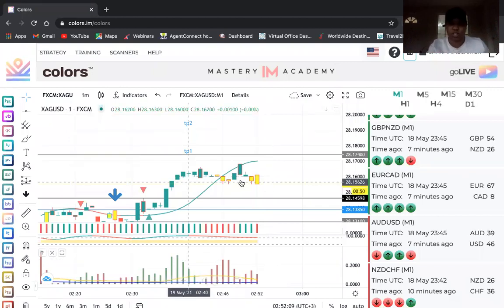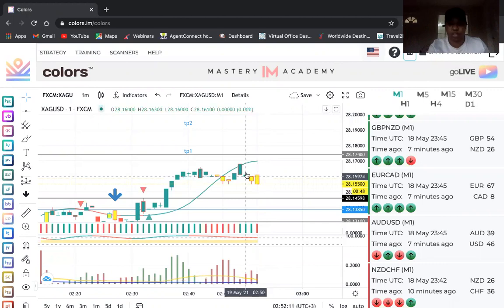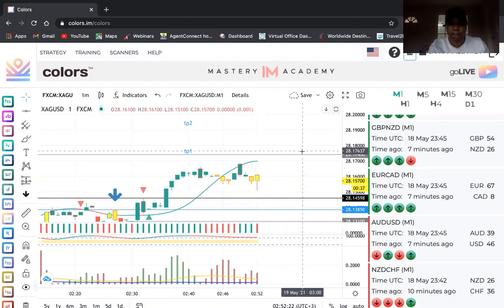So can you see this? The market is moving sideways. It's struggling to hit our TP1, but we are still in. Can you see what's happening, guys? The buyers are still in this market. Look at that.